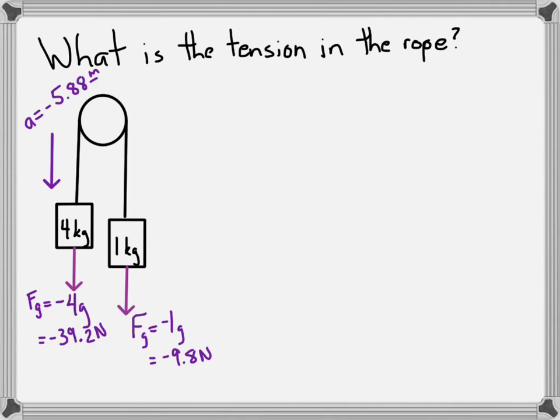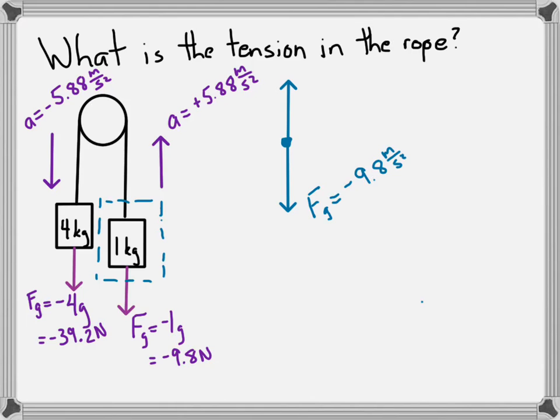I'm going to pick the 1 kilogram mass here. So I'm going to look only at that 1 kilogram mass now. And then I'm going to create a free body diagram for that 1 kilogram mass. So the forces that are acting on it are the tension force from the rope and the gravitational force pulling it down.